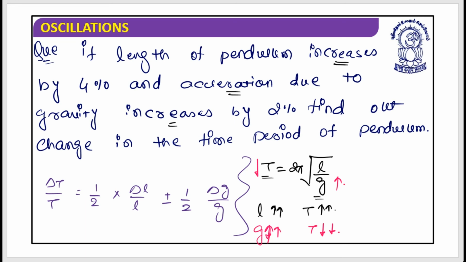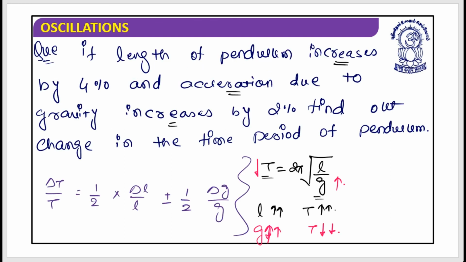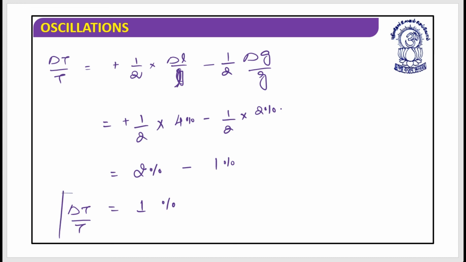So my relation will be delta T by T equals plus half delta L by L minus half into delta G by G. L has increased by 4% and G has increased by 2%. So it's 1 by 2 into 4 minus half into 2, which equals 2% minus 1%. This equals 1%. This is delta T by T.